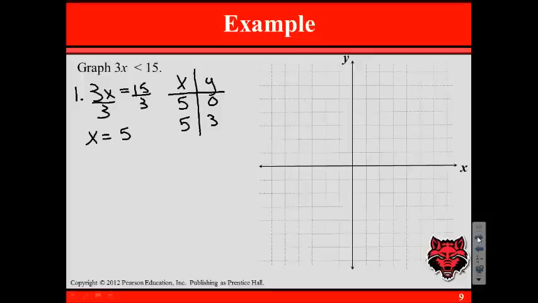So the first point, (5, 0), we go to the right 5. We don't go up or down because the y-coordinate is 0. For the second point, (5, 3), we go to the right 5 and then up 3 units, and we have 2 points. We look at the original inequality symbol, and because it is a less than symbol, this will be a dashed line.